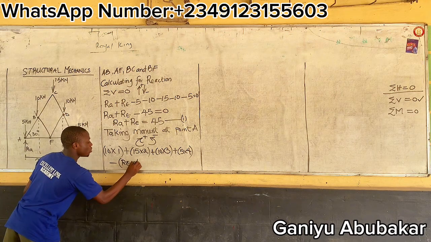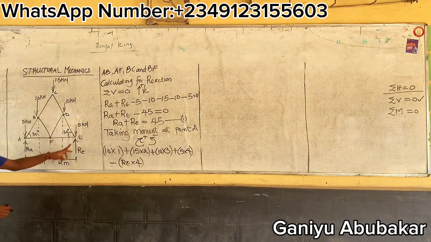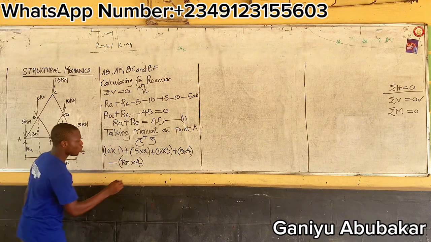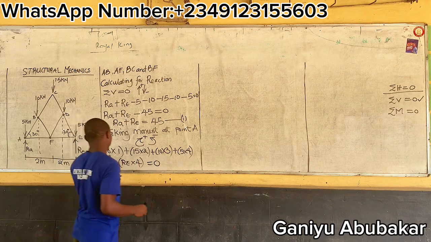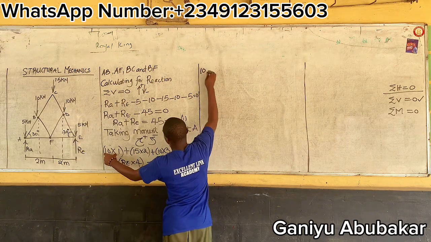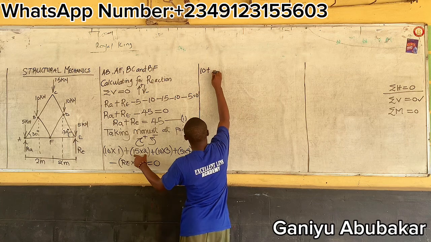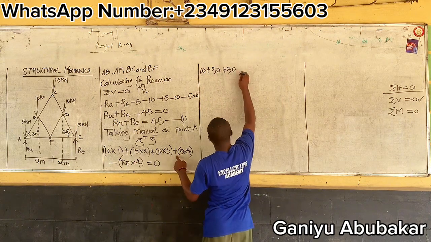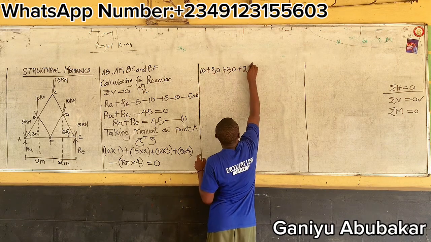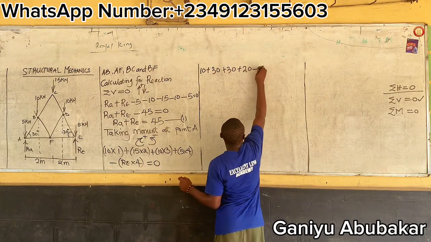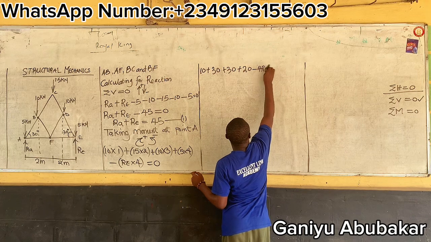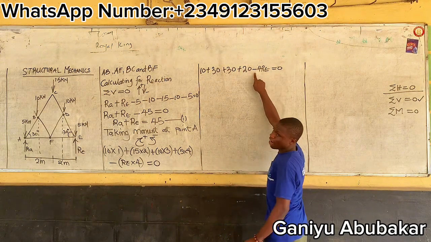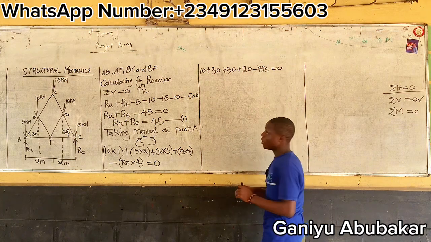RE times 4, because from RE to A it takes 4 distance. So that equals 0. All I have here is 10 plus 30 plus 30 plus what I have here, 20 minus 4RE. Equal to 0. I'll take this negative RE to the other side, and I'll have a positive RE.